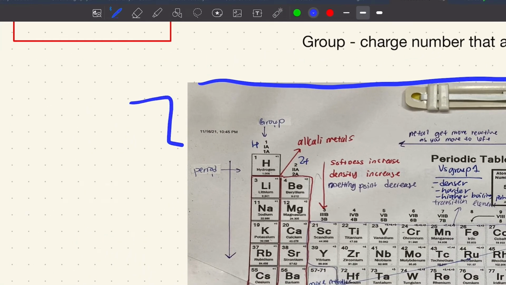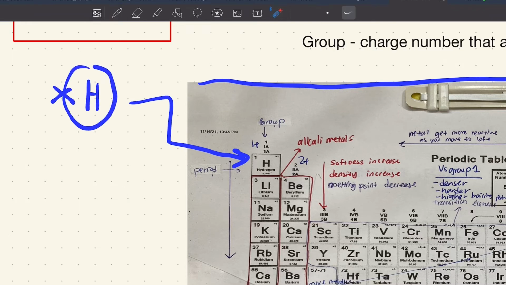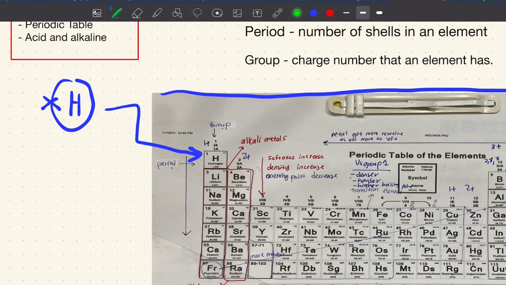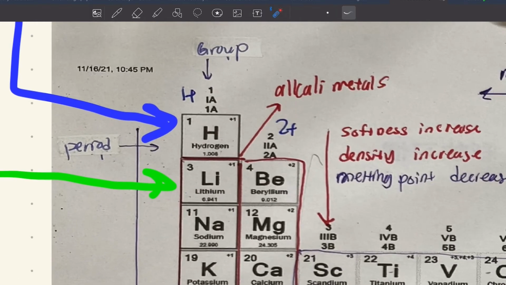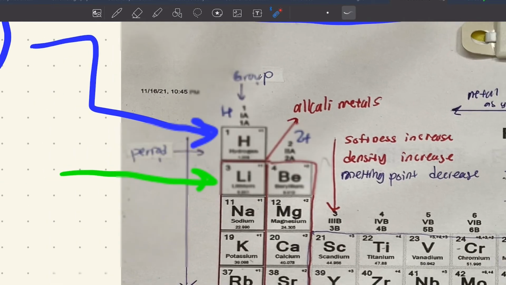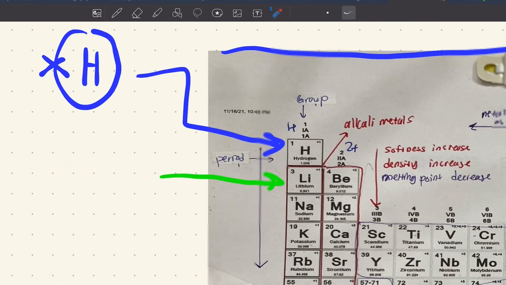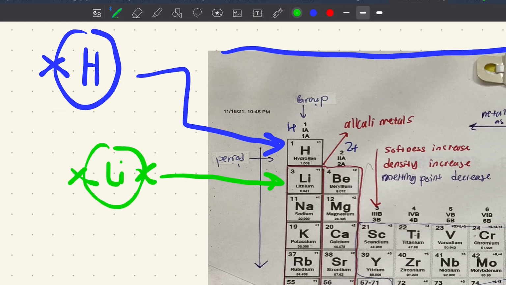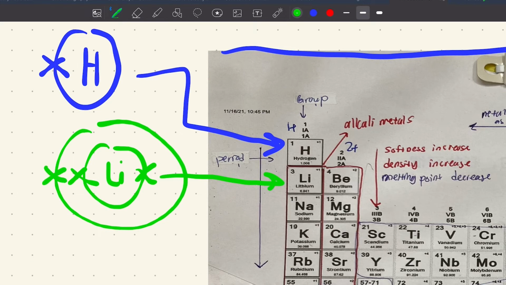So hydrogen, and electrons. As you can see, hydrogen has 1 shell. So here, period 1. Let's look at lithium here. Lithium has 3 protons in it, which means 3 electrons. So lithium, Li, 1, 2, and 3.